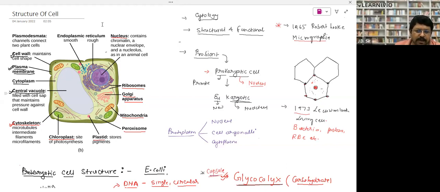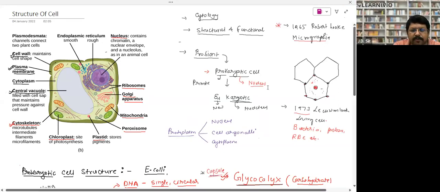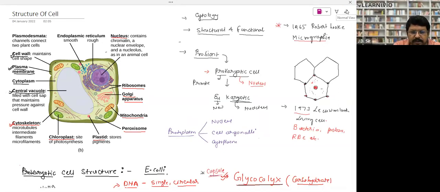Mitochondria and Golgi apparatus are found in both. Ribosomes are found in both. This is the nucleus, the second largest organelle, found in all the cells except a few exceptions. These structures are called endoplasmic reticulum. So we'll discuss them, and this was all about the eukaryotic cell. So we will discuss one by one the structure of the eukaryotic cell.